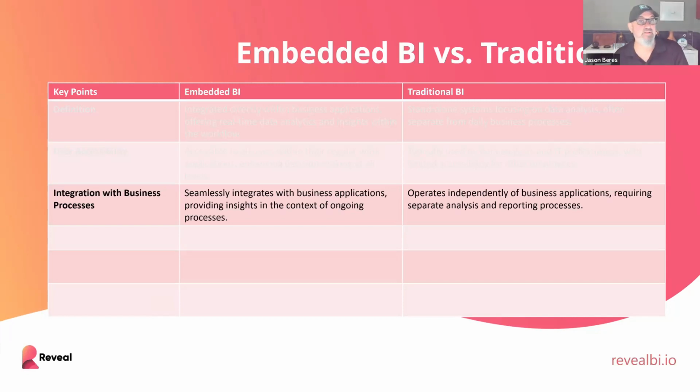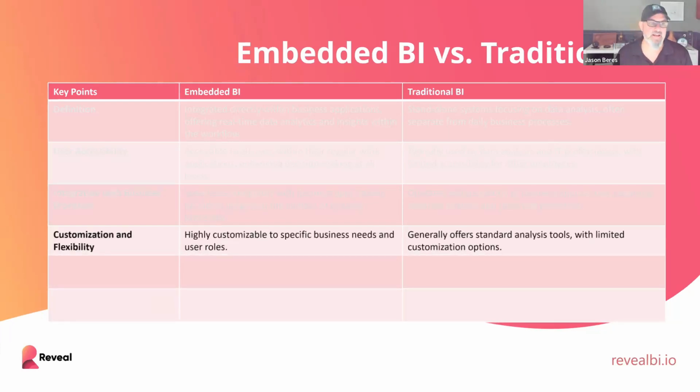So, integration with business process. Of course, if it's embedded in an application, it will seamlessly integrate into the context and workflow of that app. And traditional BI is, of course, independent. The same problems as we have with user accessibility. And then customization and flexibility. I'm going to show you some examples today. I think two or three samples, they look completely different.